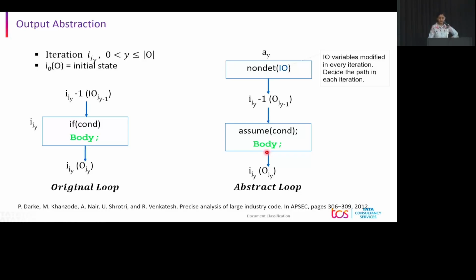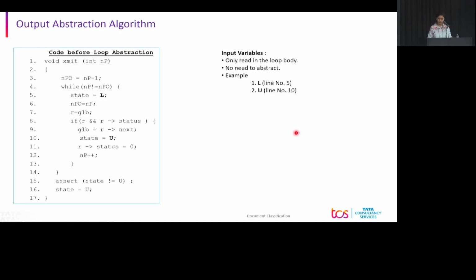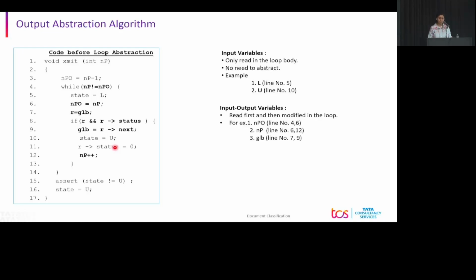So let's see how it is done. We come back to the same example, which is the example from the SLAM paper. What are the inputs of this loop? We already saw. One is the L variable and the second is the U variable, which are never modified, so they are constants. We don't need to abstract them at all.